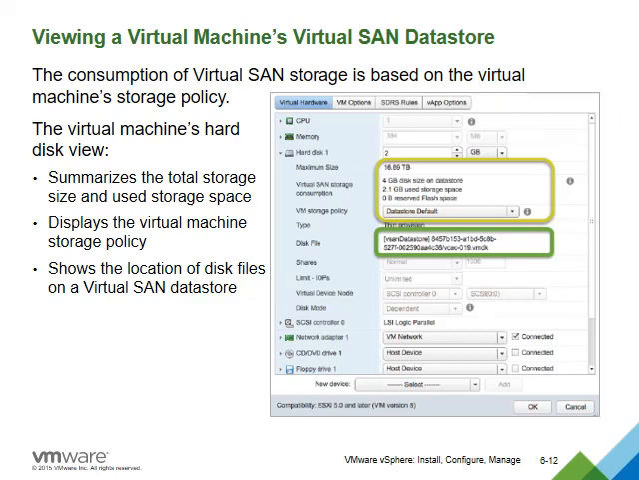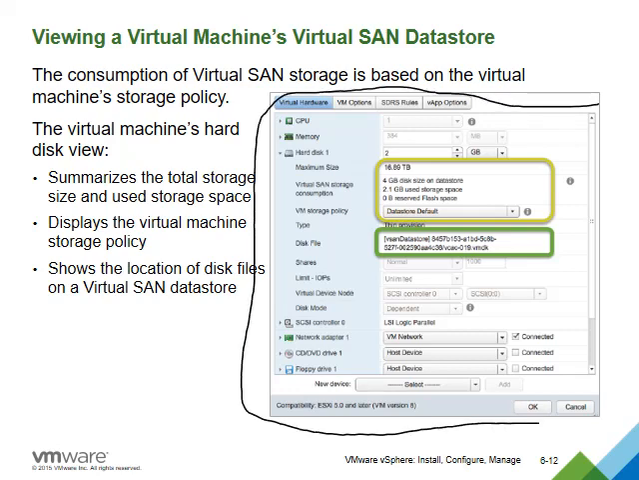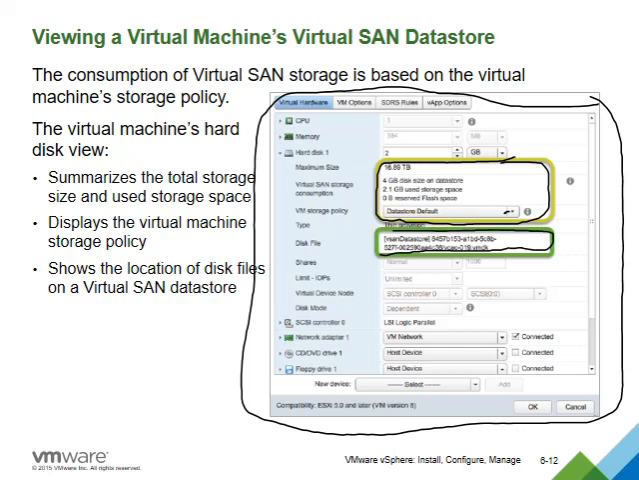Viewing a virtual machine's virtual SAN data store. The consumption of virtual SAN storage is based on the virtual machine's storage policy. This is the virtual machine's hard disk view, inside of where you edit a virtual machine. We can see right here we have our size with our disk, and we can pick the drop down on the storage policy we want it to use. This shows us the actual VMDK file where it's living on the virtual SAN.